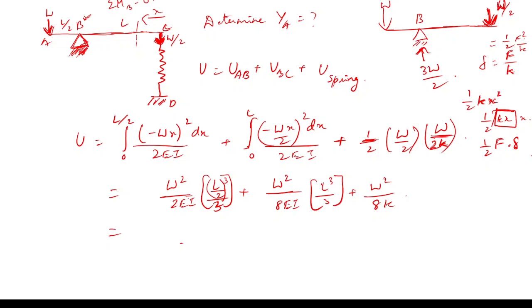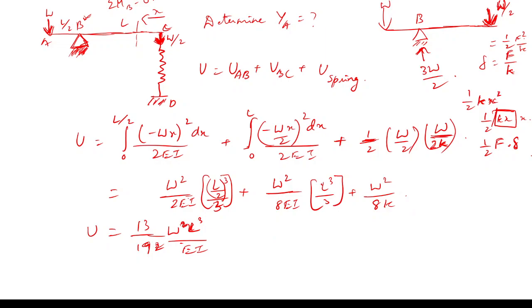Final answer? Actually, I'm looking into that. I couldn't replace this K, because here the answer is 13 by 192 W square L cube divided by EI. So I'm trying to find out how we got to this, because we are having k, right? Sir, but in the final expression we don't have any k, so how is it possible?